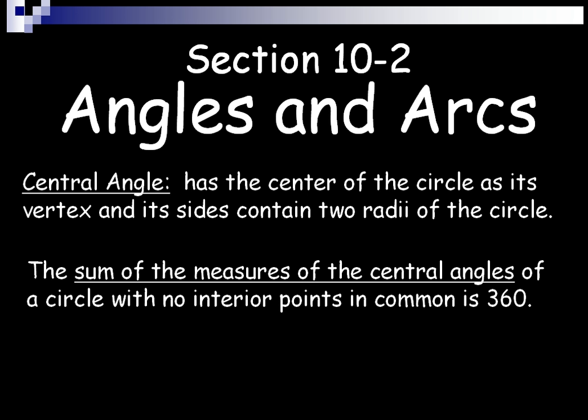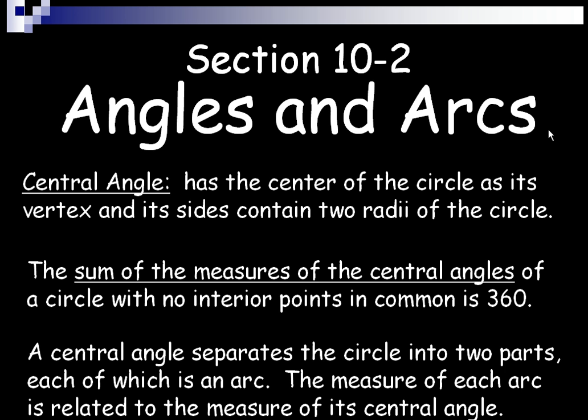The sum of the measures of the central angles of a circle with no interior points in common is 360 degrees, and that is the measure of all the angles added up within a circle. A circle does have a measurement of 360 degrees. A central angle separates the circle into two parts, each of which is an arc. The measure of each arc is related to the measure of its central angle.